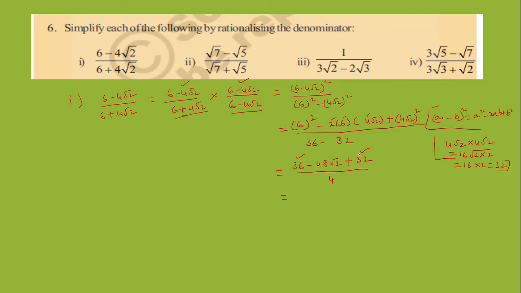48 plus, already we did it, 4 root 2 whole square. What we get, 32. You write the same in the third term. In the denominator, 36 minus 32 is 4. That gives us 4. Here 36 is a positive integer plus 32 is also a positive integer. That means 36 plus 32, what you get, 68 minus 48 in the numerator part. In the denominator part, write 4.